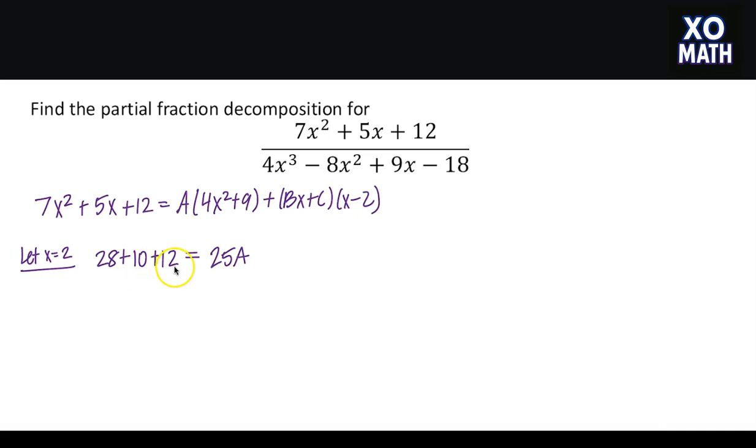This left side works out nicely. 28 plus 10 is 38, plus 12 is 50. So we get 50 is equal to 25a. So we get a is equal to 2 if we divide both sides by 25.